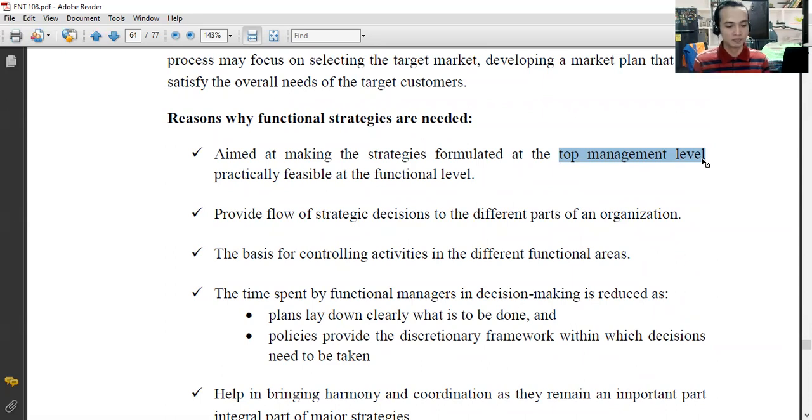Say, for example, do you think that a functional strategy for marketing is also applicable for operations? Or a functional strategy for marketing is also applicable for human resource? Or for finance? Maybe some, but not all. So we should be very specific on a business function level strategy so that these strategies will be implemented and executed properly by that particular business unit. Provide flow of strategic decisions to different parts of the organization.